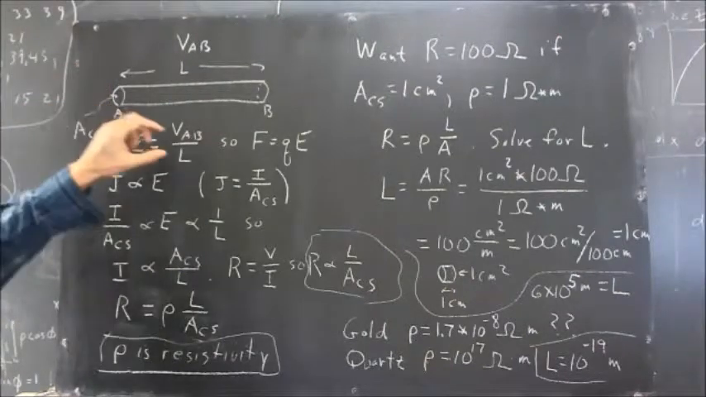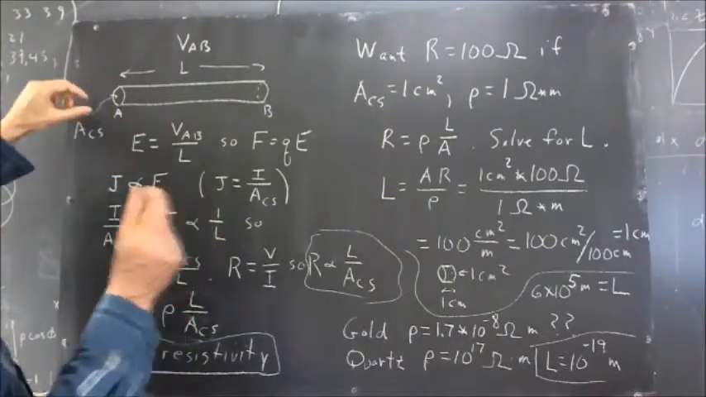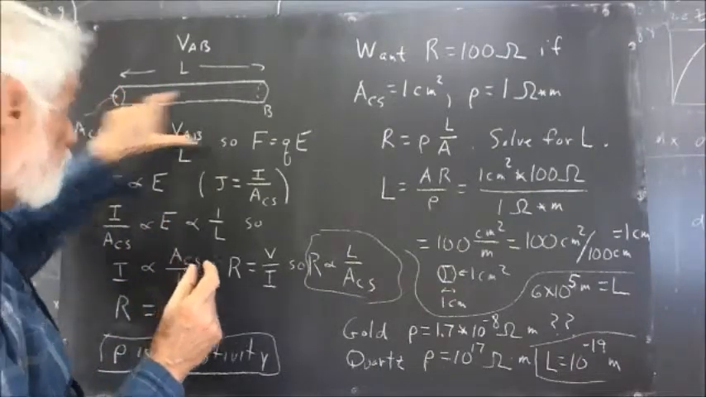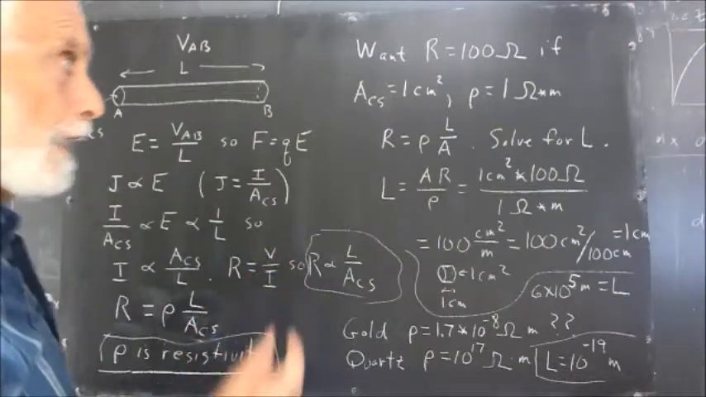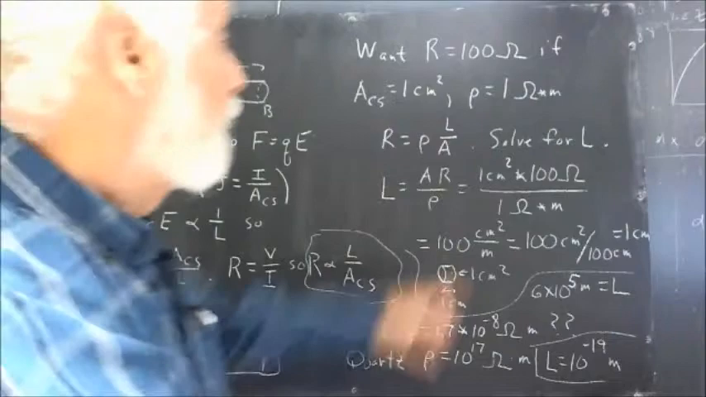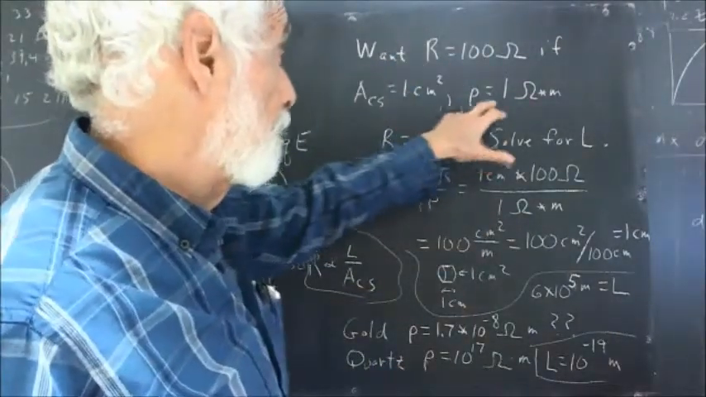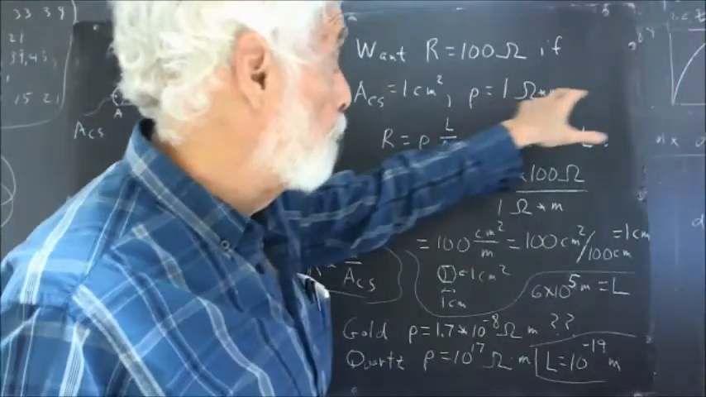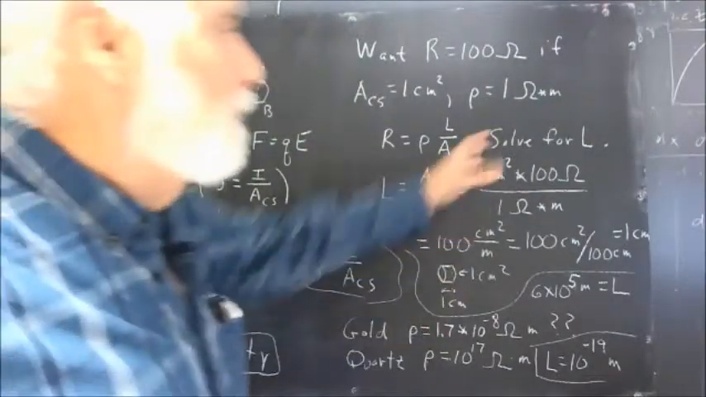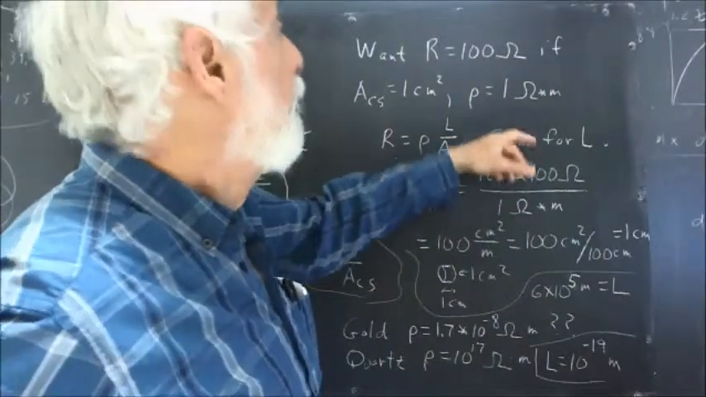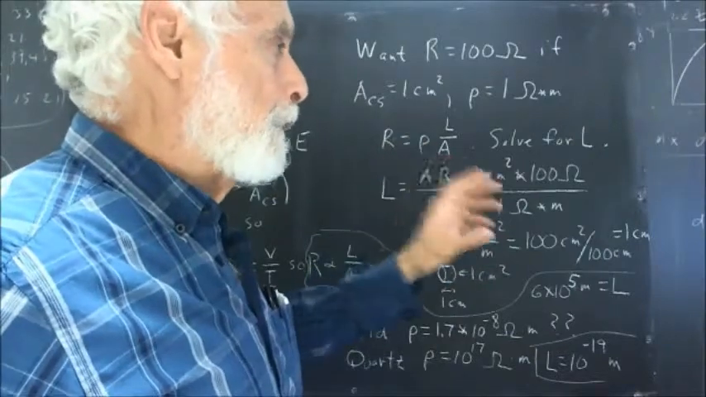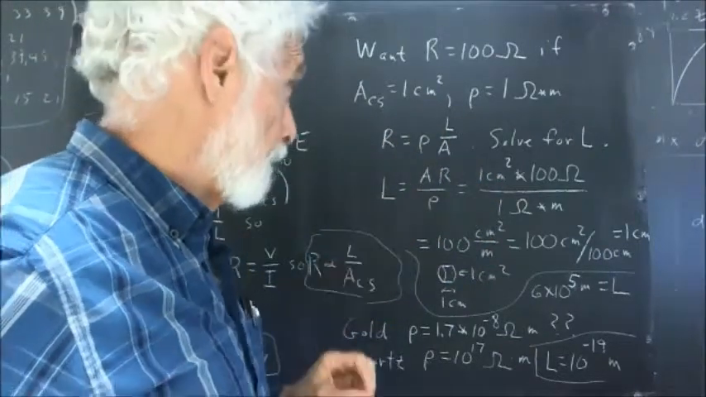So we have a 1 square centimeter area. We want to know how long a silicon cylinder would need to be in order to have 100 ohms of resistance. Okay? So, well, the value I gave for silicon was 1 ohm meter, and that's a fairly typical value. It can vary. It could be 1/10 of that. It can be 100 times that, even more, depending on what kind of impurities are present in the silicon.